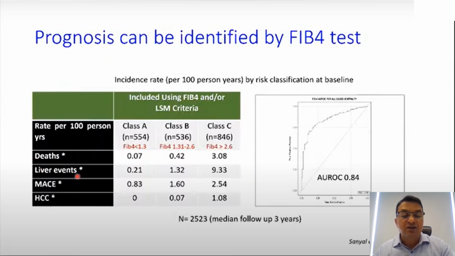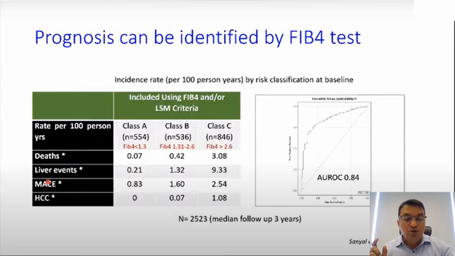Now look at the rate of liver events in these 3 classes of patients. In class A, the liver related events were very low, only 0.21. But look at class C, that is high risk, 9.33, almost a 40-fold increase in the risk of liver related events if your FIB4 increases from less than 1.3 to more than 2.6. So this is the clinical significance of FIB4 scoring.